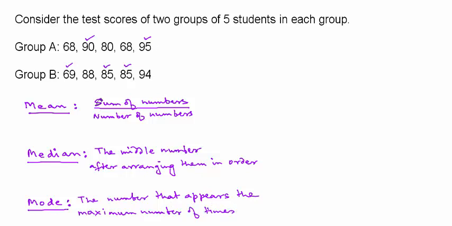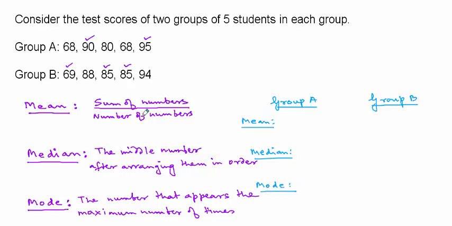Let's try and find the mean, median, and mode of these two sets of numbers. Let me write down group A and group B. And for group A and group B, the mean, the median, and the mode.